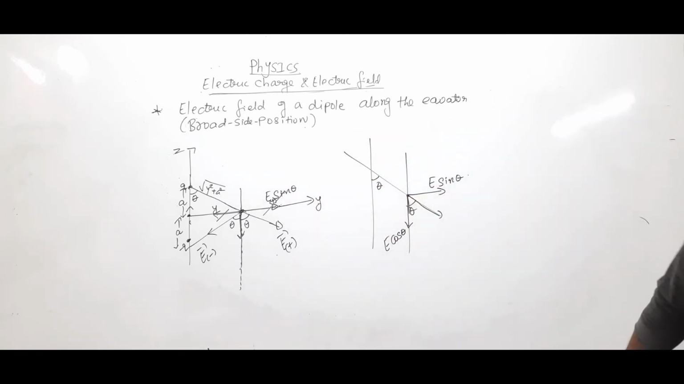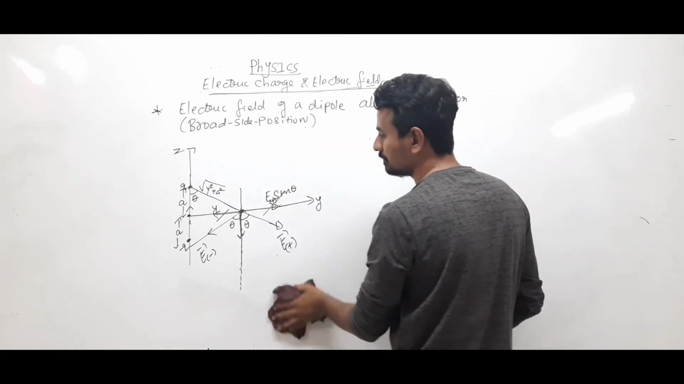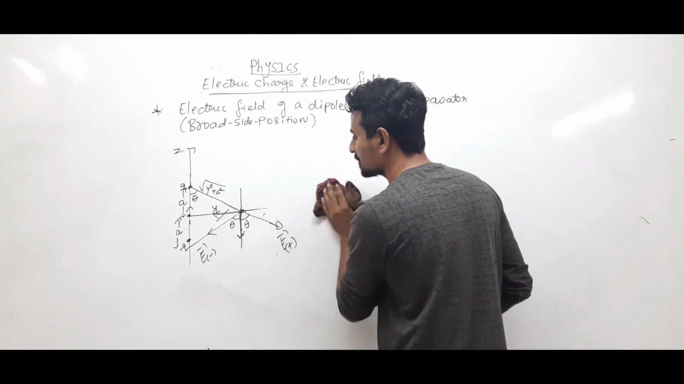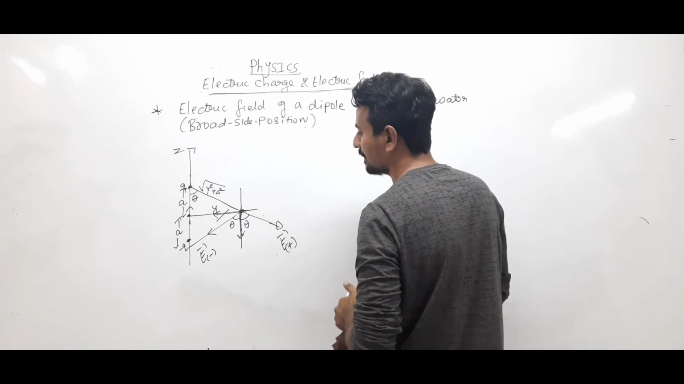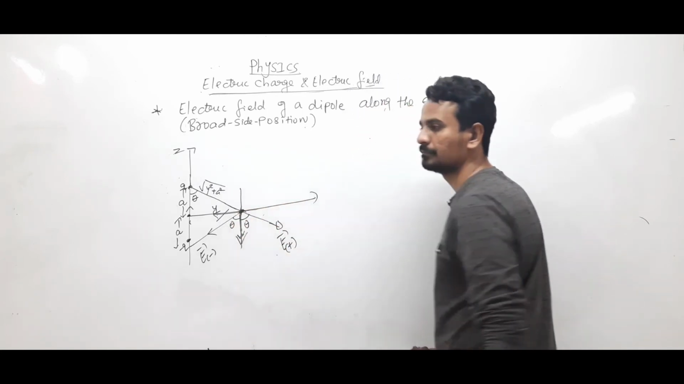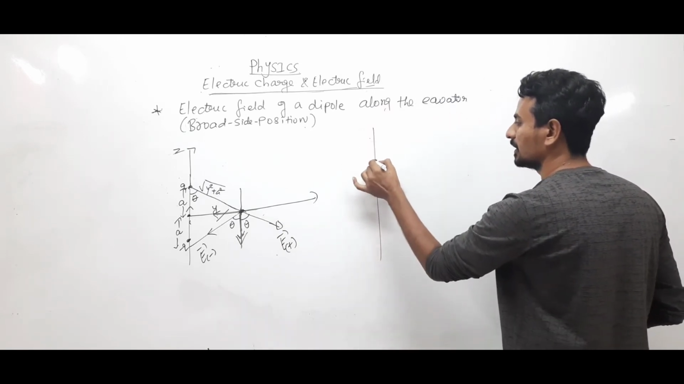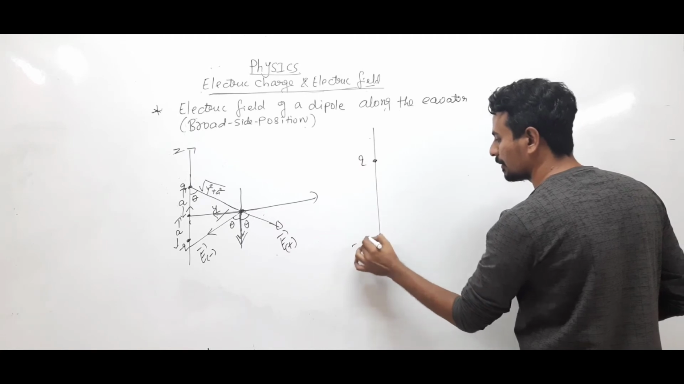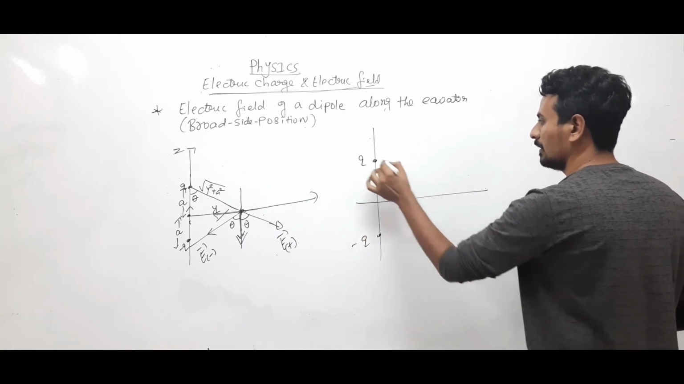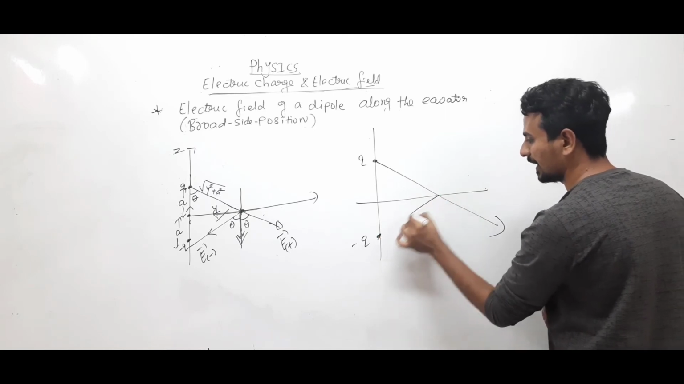Clear? So net electric field will be in downward direction. Net electric field will be in downward direction, this way. See, I am explaining this way. I'll draw the magnified image. This is the electric field because of the positive charge. This is the electric field because of the negative charge.